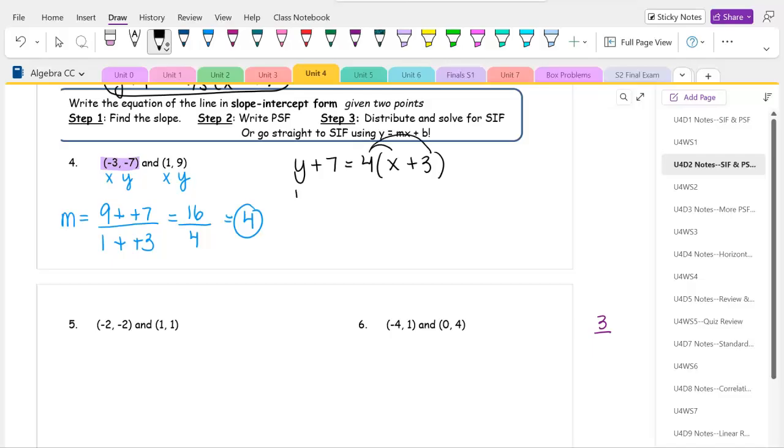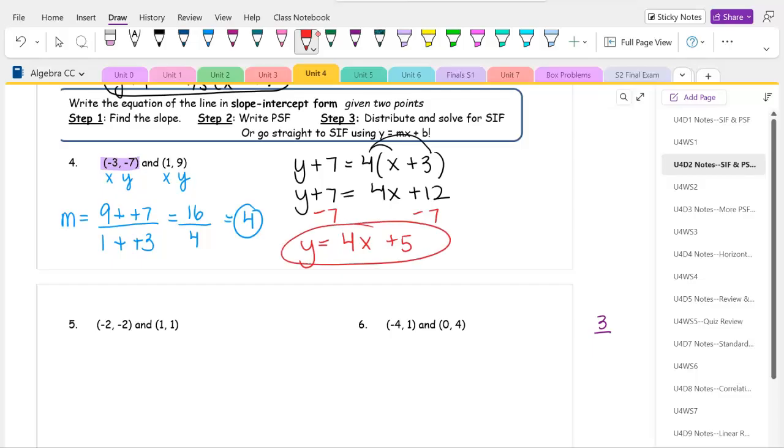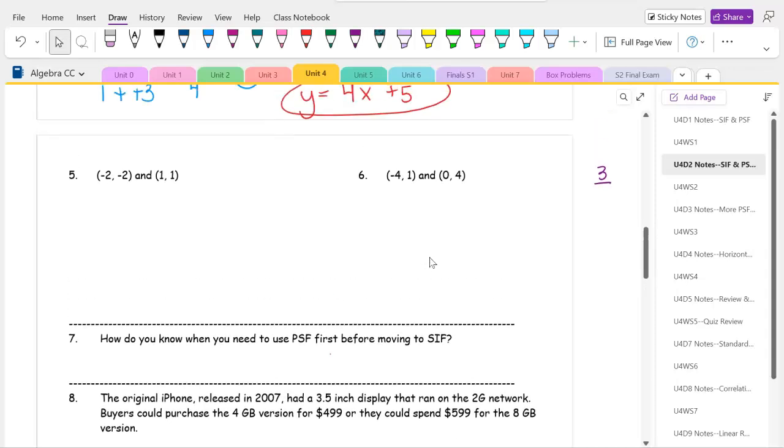Now I go ahead and distribute, and then move my 7 over to have the y by itself. So I should have y equals 4x plus 5. Now, what's crazy is that if you went ahead and you used the other point, 1, 9, you would actually end up with the exact same answer. I guess it's not crazy, that's just how math works, but it's pretty cool.